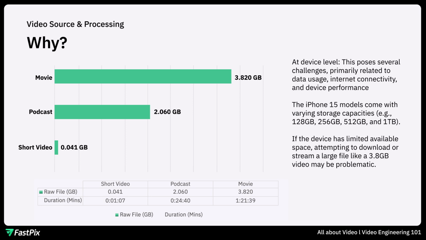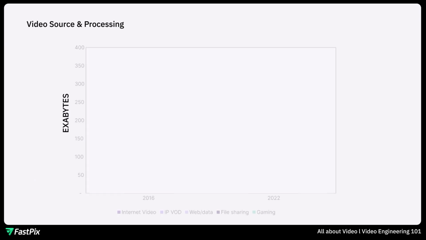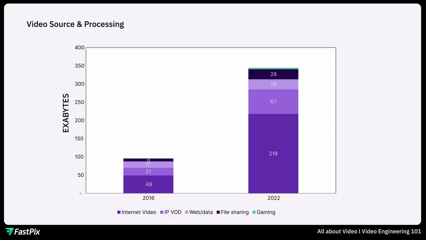The iPhone 15 models come with varying storage capacities, e.g. 128 gigabytes, 256 gigabytes, 512 gigabytes, and 1 terabyte. If the device has limited available space, attempting to download or stream a large file like a 3.8 gigabyte video may be problematic. Our current internet infrastructure is not nearly enough to support raw video files. Even if it did, our devices would struggle, and the viewing experience as we know it today would be a quaint memory. But what does it take for a raw video file to reach your screen smoothly and seamlessly?